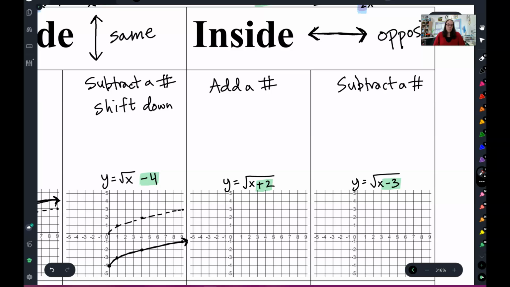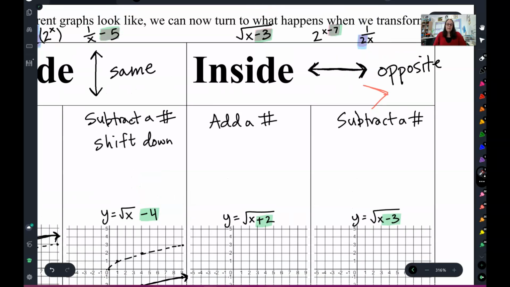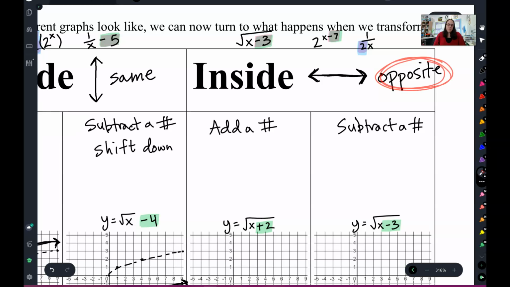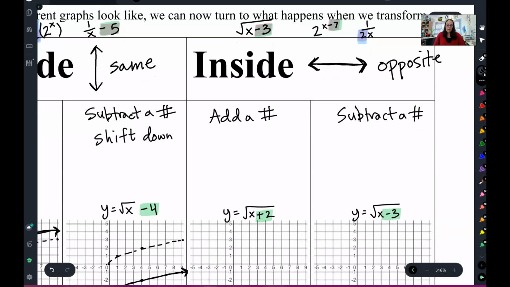Now, we know that inside always moves left to right. So you might think that adding should move to the right because that's the positive direction on a number line. So adding should move to the right. Except inside is always opposite. It's counterintuitive to what you think it should do. So adding a number inside is actually going to shift the entire graph left. Whereas subtracting a number inside will shift the entire graph right.